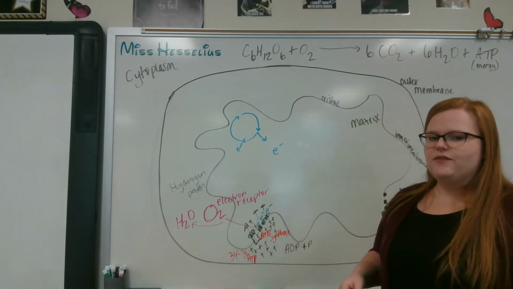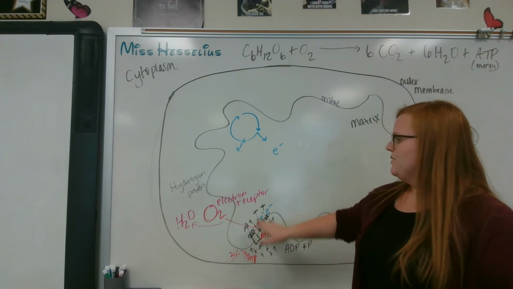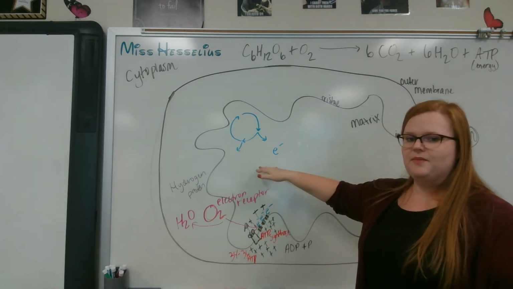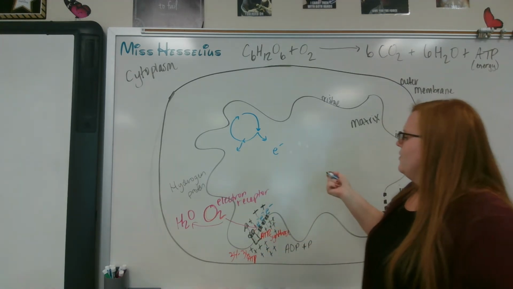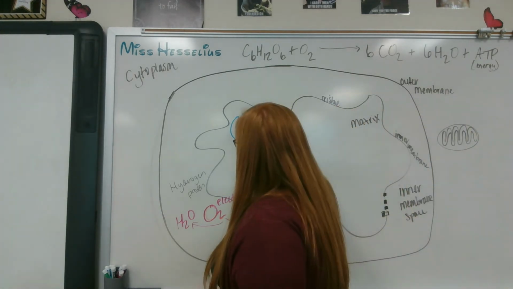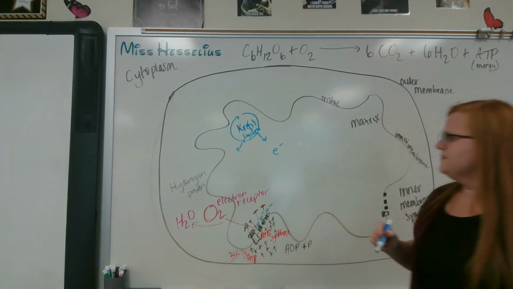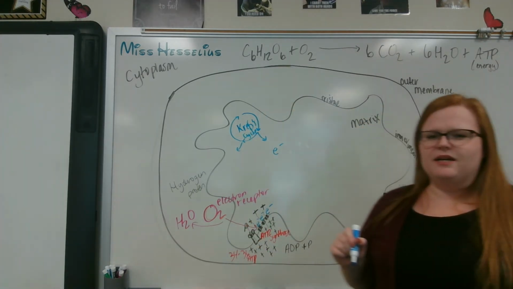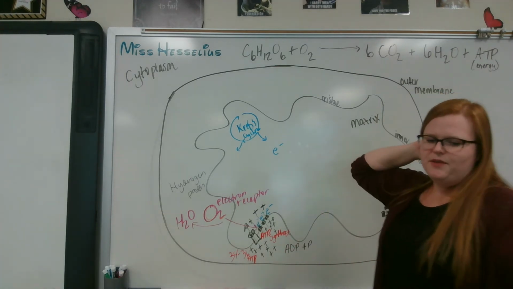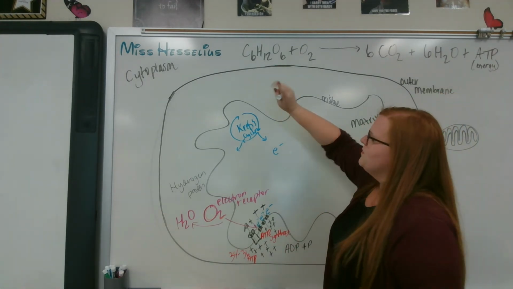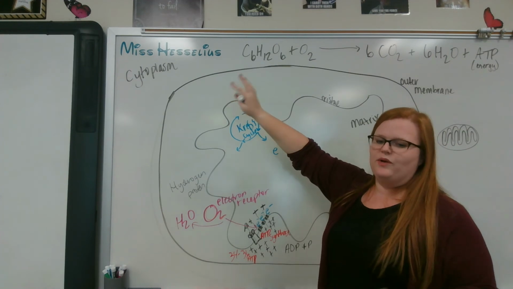All right, so that's the last step of cellular respiration. We're going to move on to the next step up here. This is called the Krebs cycle. In the Krebs cycle, we're getting the products from the other process that happens in the cytoplasm. We'll get there in a second.